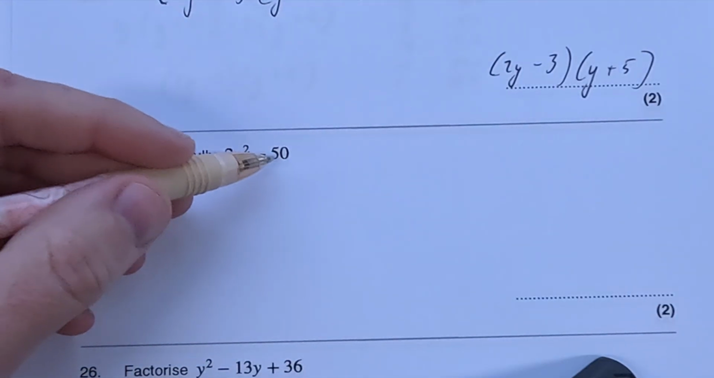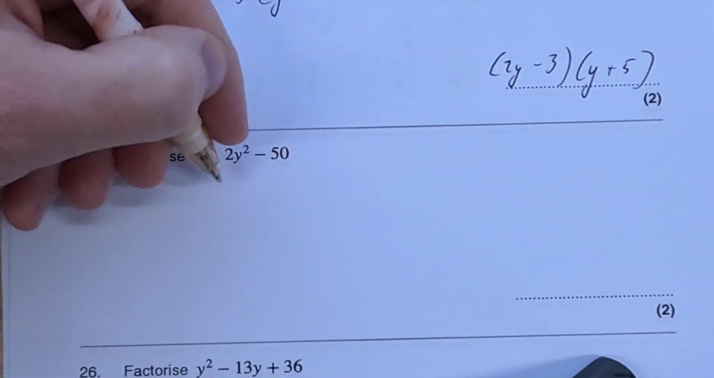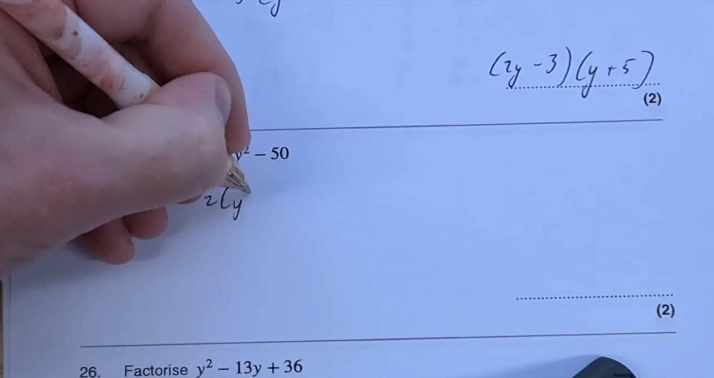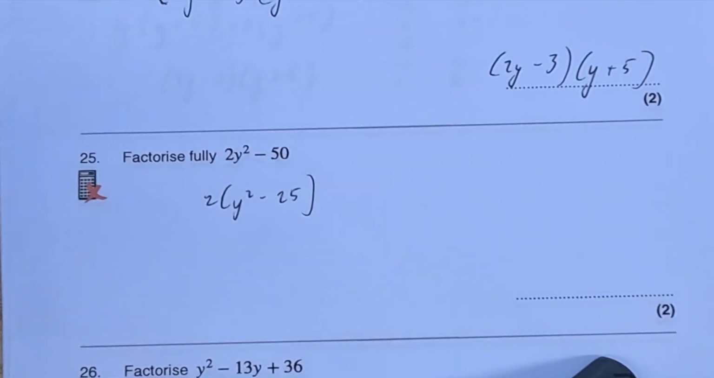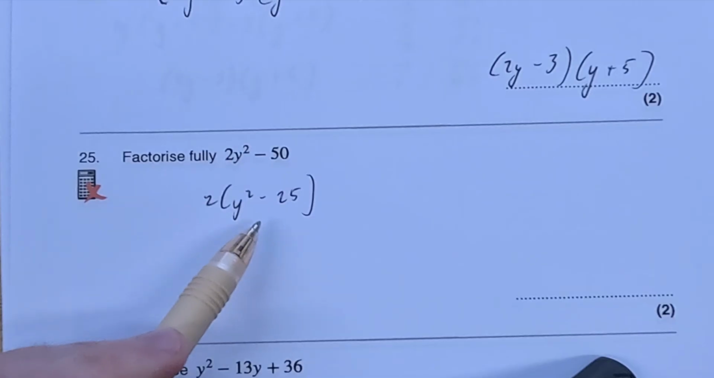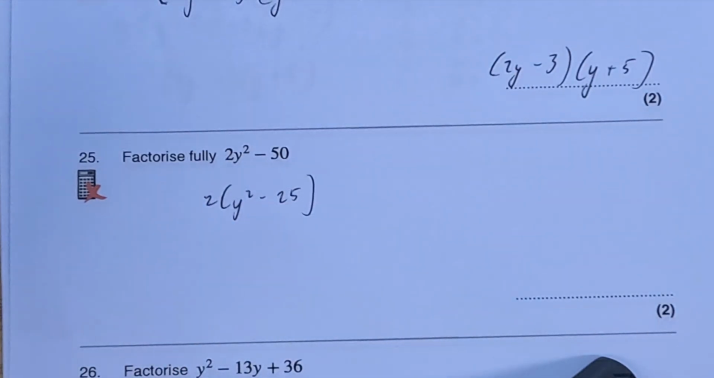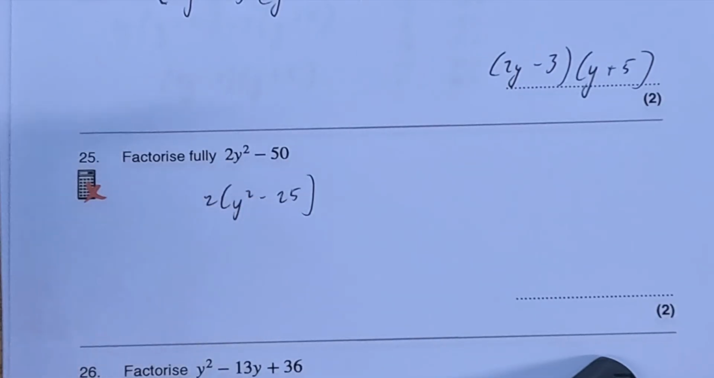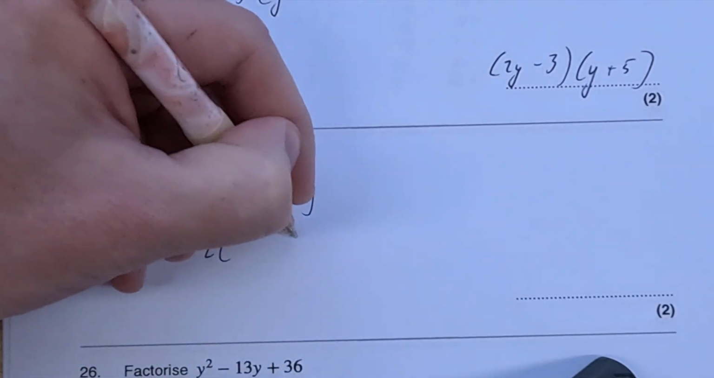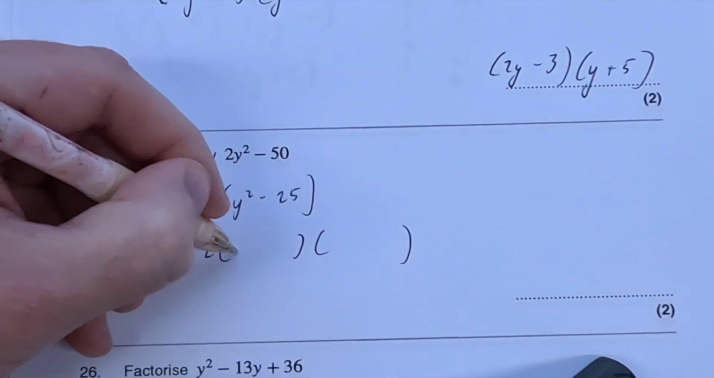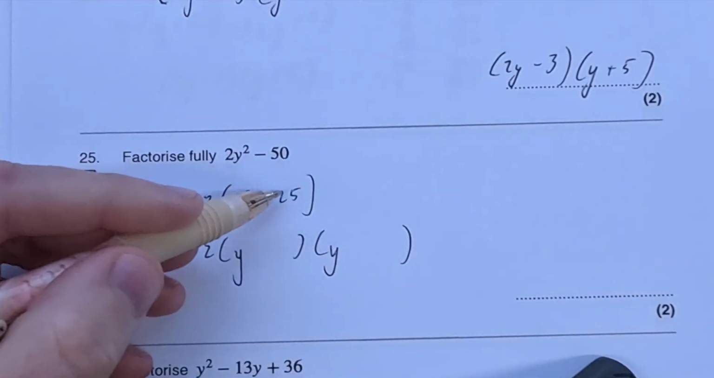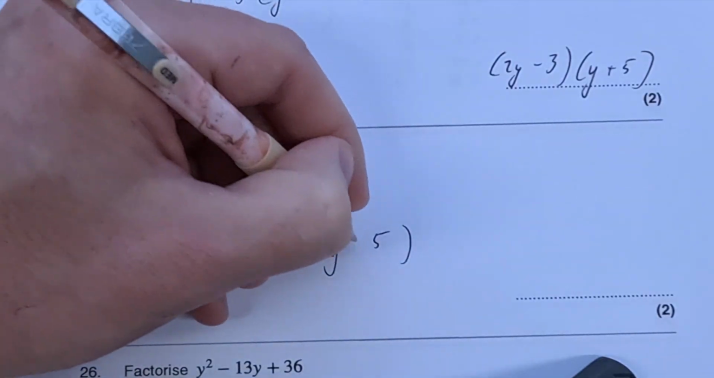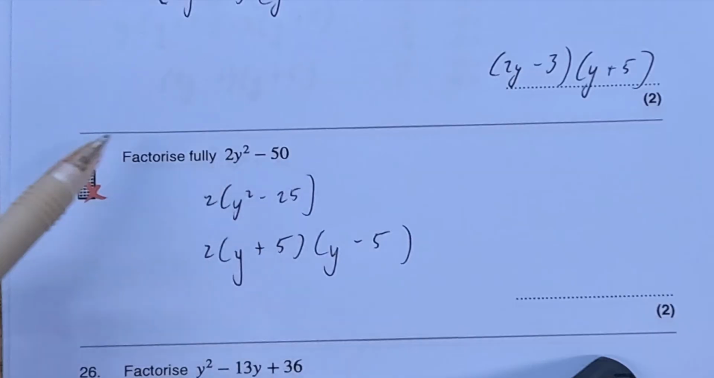So 2y squared minus 50, we can take a 2 out there, so 2 and then in brackets, and if you divide both terms by 2, you'd get y squared minus 25, close brackets. Now you can see this is just like questions 8 and 11 and 14 and 16, where it's just the difference between two squares. So now we can keep our 2 there, and then do bracket, bracket, with a y at the front of both brackets. We had 25, so we're going to square root that to be 5 and 5, and we're going to do one with a plus sign and one with a minus sign. And that's it, we've factorized it.